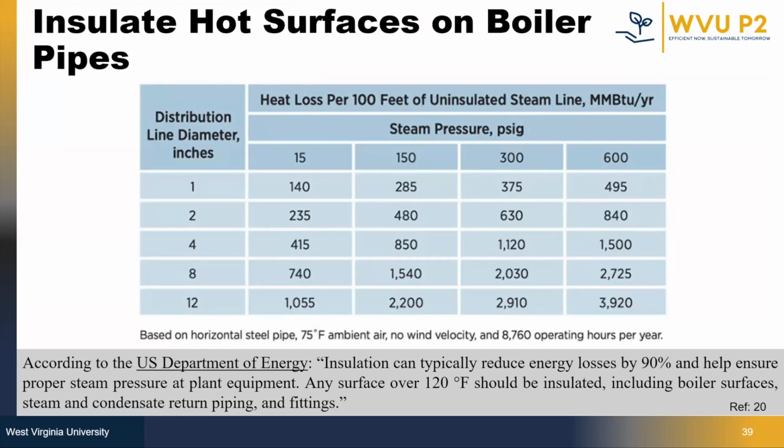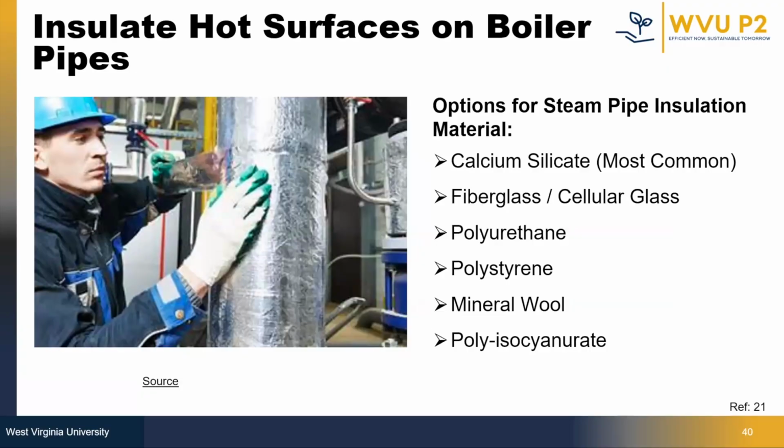You will see from the table that even uninsulated low pressure steam lines can have significant waste. For instance, just 100 feet of uninsulated 2-inch steam line can result in a loss of 235 MMBTU of energy per year. At a cost of $10 per MMBTU, that can represent a waste of $2,350 per year, which the situation could be corrected for less than $250 in materials. The slide shows some common insulation materials for steam pipes, like calcium silicate, which is mostly used due to its durability and thermal performance.